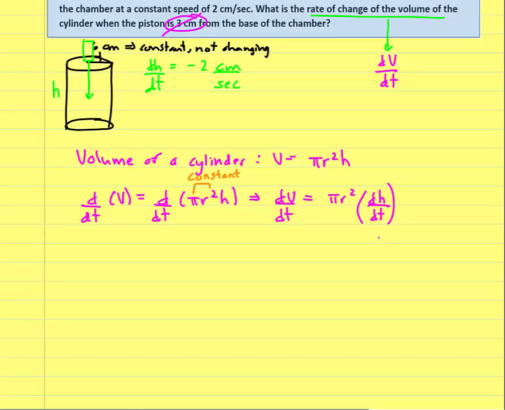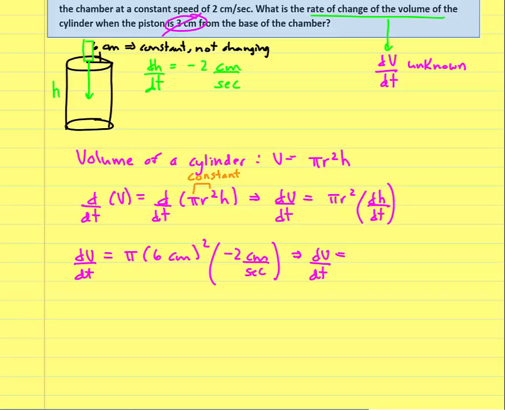Now my unknown, this is my unknown up here, is this dV/dt. So I'm trying to figure out what dV/dt is. So I just go ahead and plug in. My radius, and remember I'm going to use units here, is 6 centimeters. And this is r squared. dH/dt, I think we came up with the value for that, was -2 centimeters per second. So simplifying, I end up with dV/dt equals, okay, so 6 squared is 36. 36 times -2 is -72 pi centimeters cubed per second.